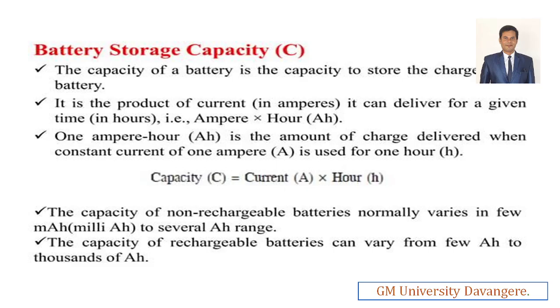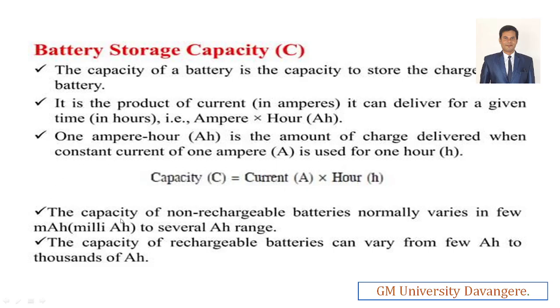So the capacity is equal to current multiplied by hours. If in 1 hour it is delivering 50 amperes of current, in 2 hours it may deliver 75 amperes. So by multiplying these two factors, the current and the hours, it gives the value of Ah. The capacity can be determined with the Ah factor of the batteries.